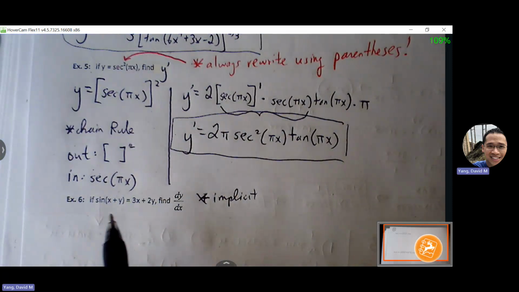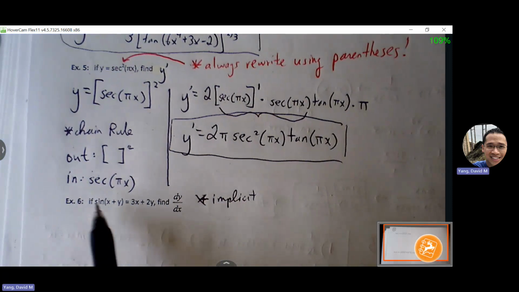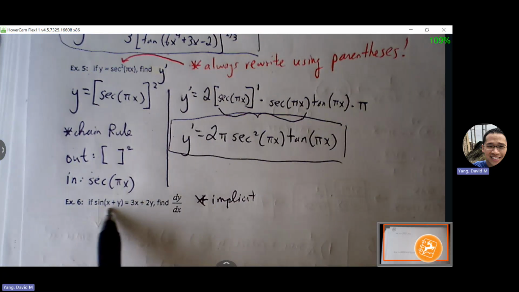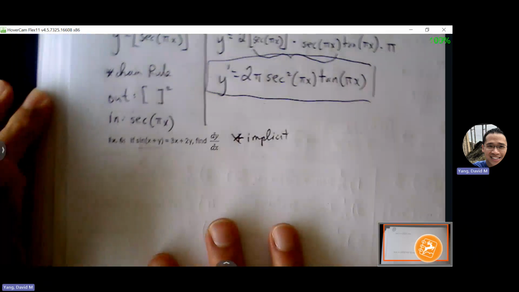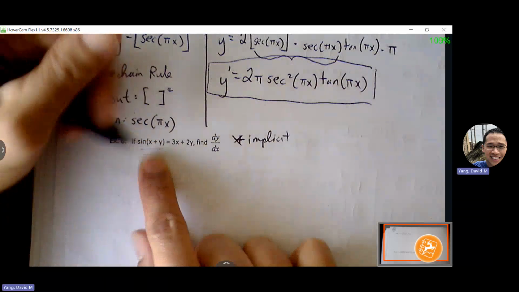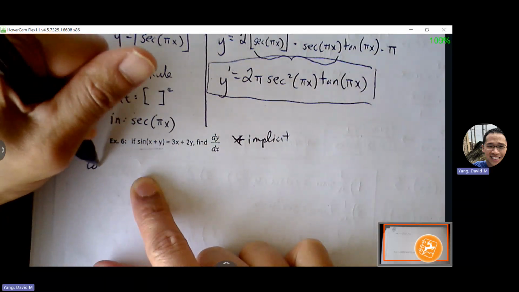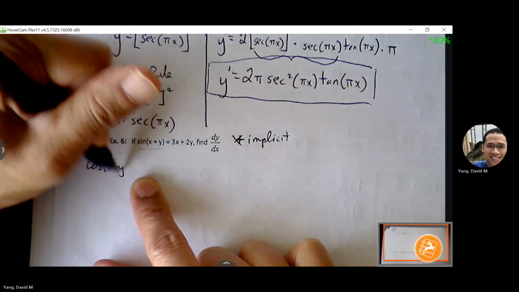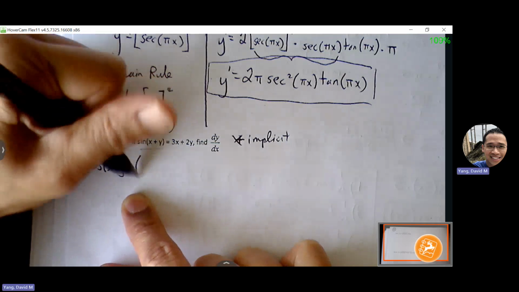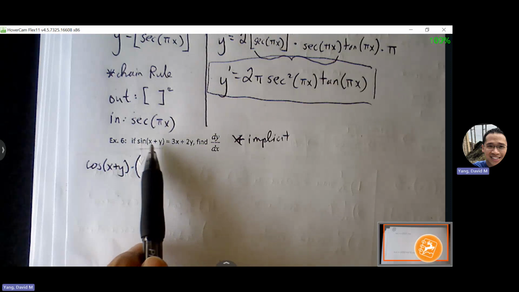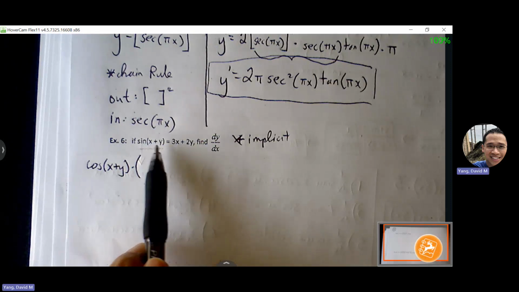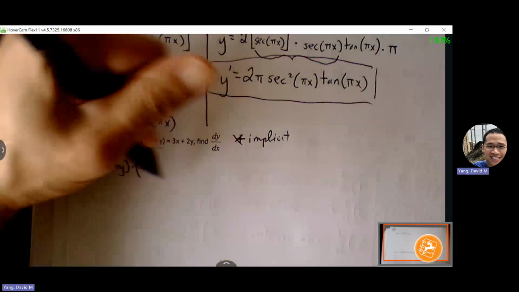Let's remind ourselves that sine is not independent of x plus y. We cannot distribute this through. This is stuck as one thing. So we've got to jump directly into our sine rule. Sine's derivative is cosine of u times u prime. So cosine of x plus y times what's inside parentheses derivative. X becomes what? 1. Y becomes dy dx.